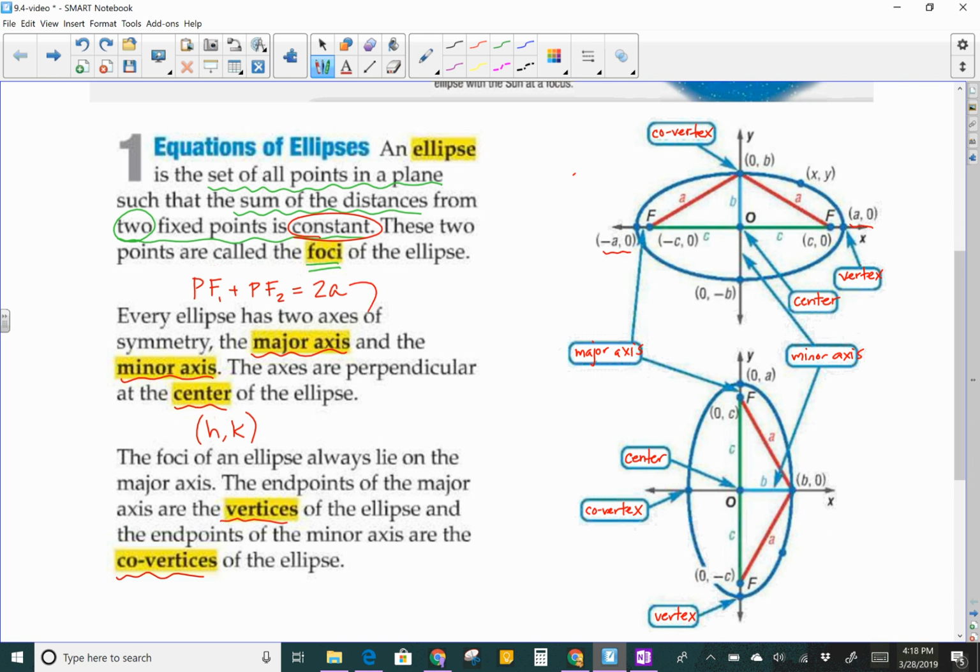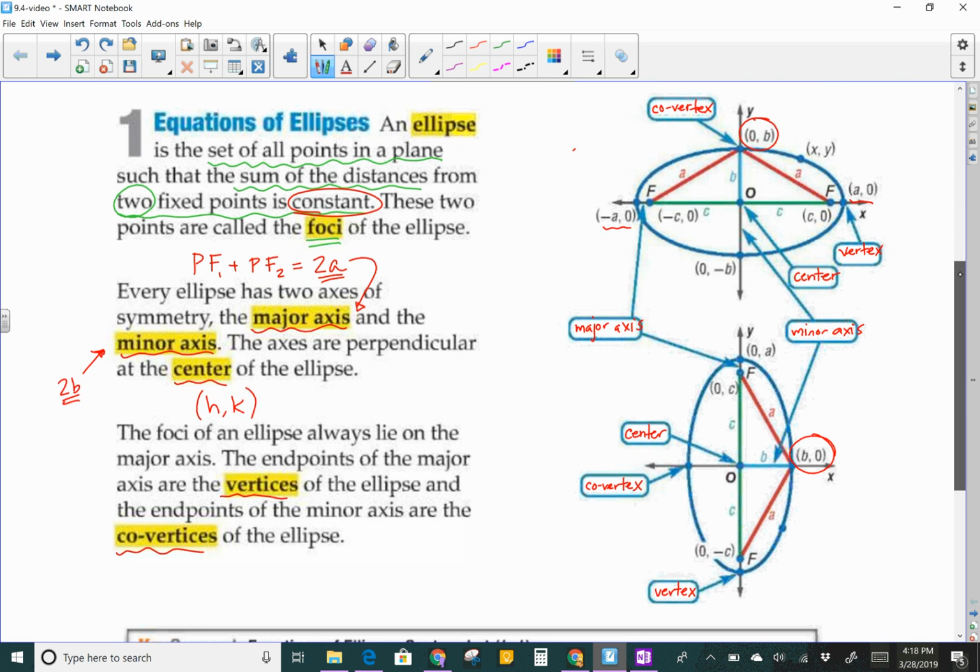So 2A happens to be the length of your major axis, and that means the length of your minor axis is 2B. And that is something that's kind of important. If you see that this right here, that's a co-vertex, that's at (B, 0). Up here is your other co-vertex, that's (0, B), okay? Which is how we know that the length of our minor axis is 2B and the length of our major axis is 2A, okay? Now, you're going to see that in the equation, okay?